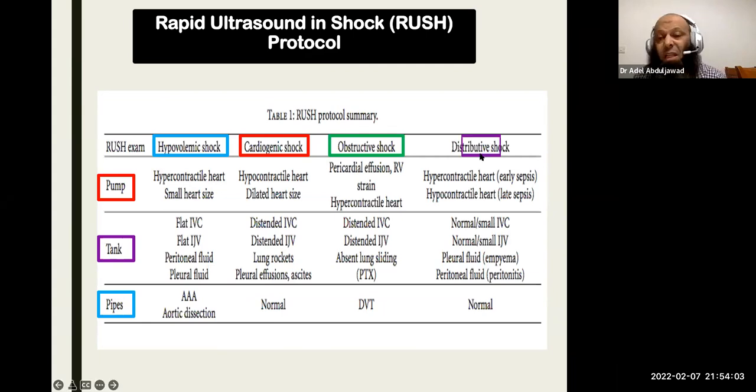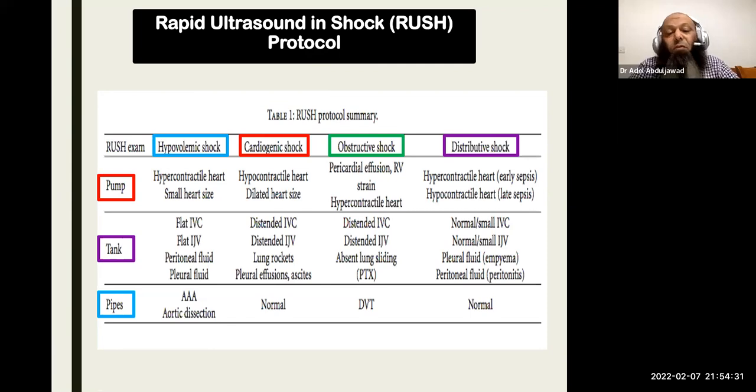While in distributive shock, like in sepsis or anaphylaxis, if you assess the pump, early in sepsis the heart will be hypercontractile. Late in sepsis, because of sepsis-induced cardiomyopathy and low ejection fraction, the heart is hypocontractile. Regarding the tank, the IVC is either normal or small.